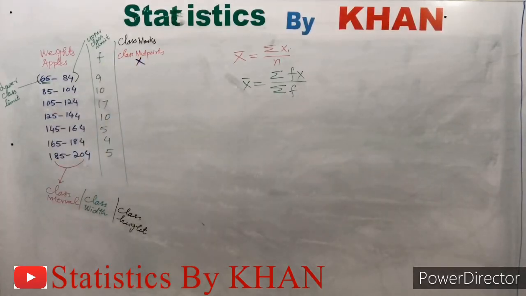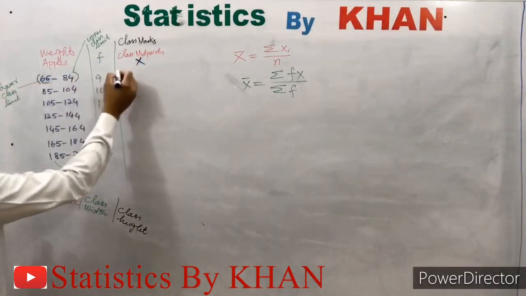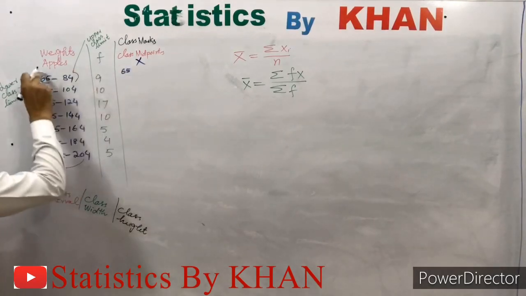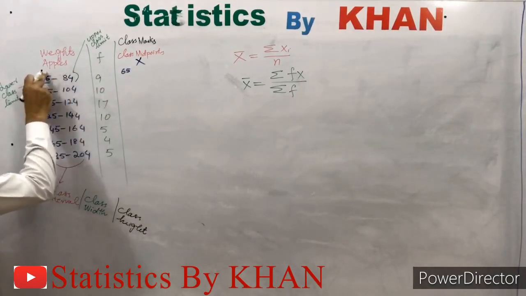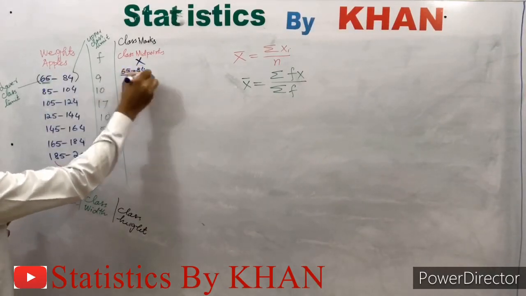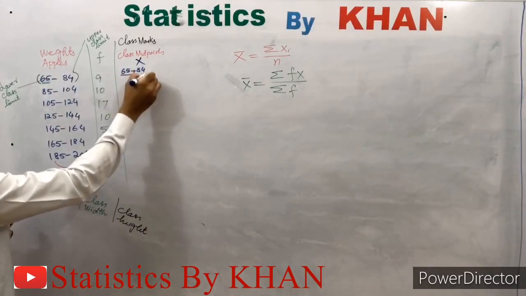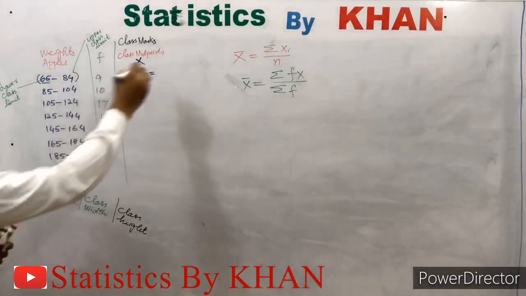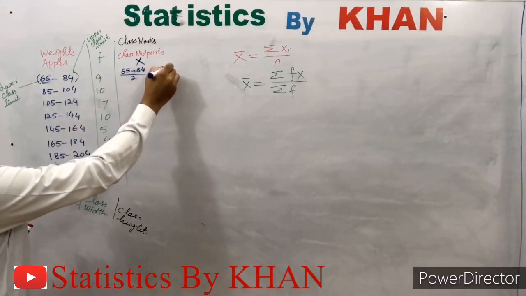So now to find x, we can find x by this procedure. We will add these two values, the lower limit and the upper limit, and divide by 2. So we will get the corresponding answer. If we add them and divide by 2, we will get 74.5.